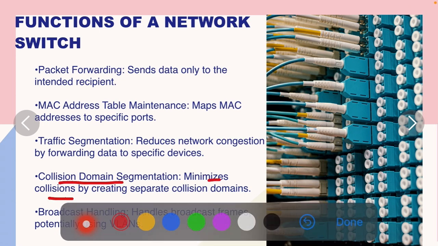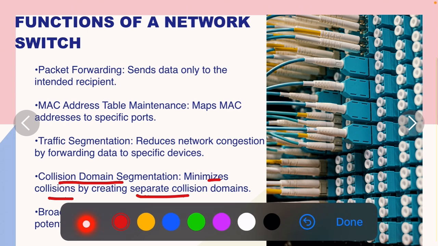Then next is collision domain segmentation. It minimizes collisions by creating separate collision domains. Each port on the switch creates its own collision domain, which minimizes collisions and enhances the performance of the network compared to hubs. This was a disadvantage in the hub, which provided the same collision domain for all the devices, but the switch minimizes collisions and enhances the performance of the network as compared to hubs.